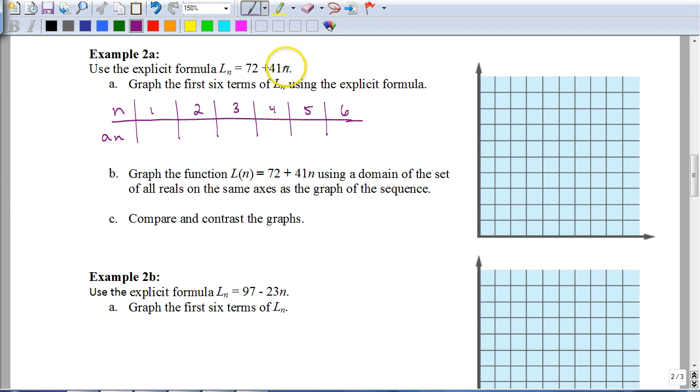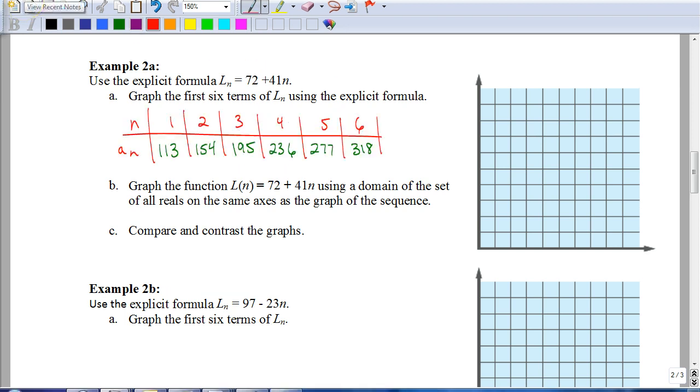So we take 41 times the first term, 41 times 1, and then add 72 to it. Well, 41 times 1 is 41. Add 72, you get 113. Put 2 in here. 41 times 2 would be 82, plus 72 would be 154. 41 times 3 would be 123. Add 72, you get 195. The next term would be 236, 277, and 318.